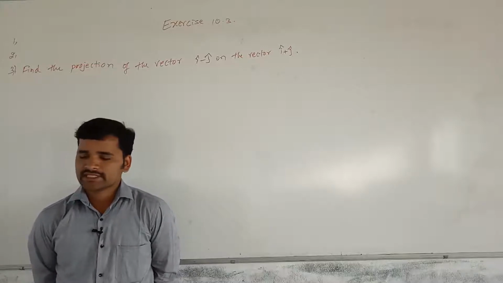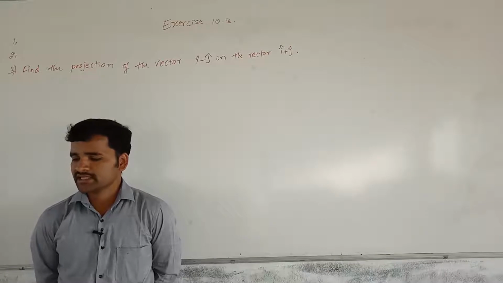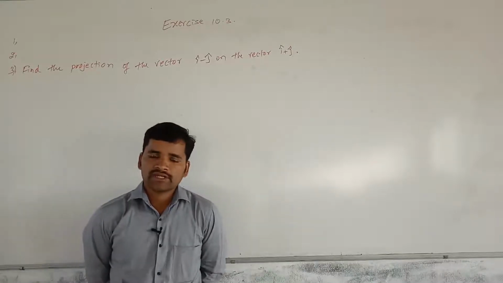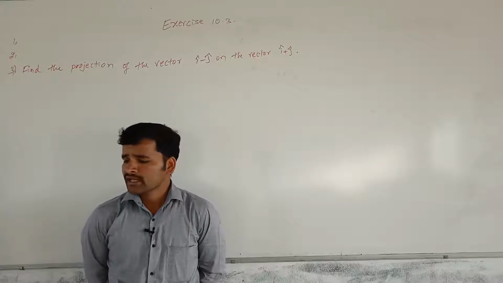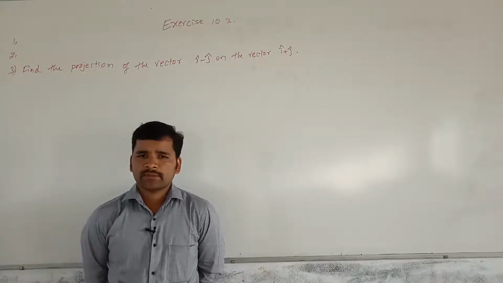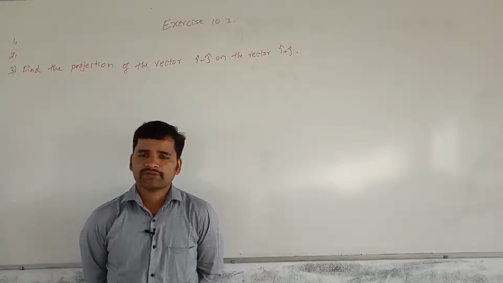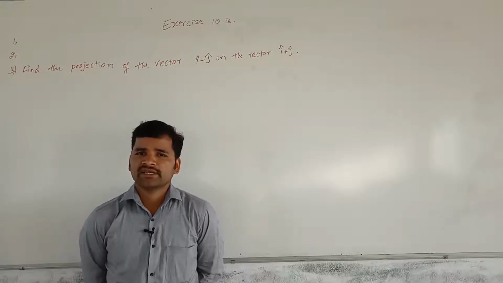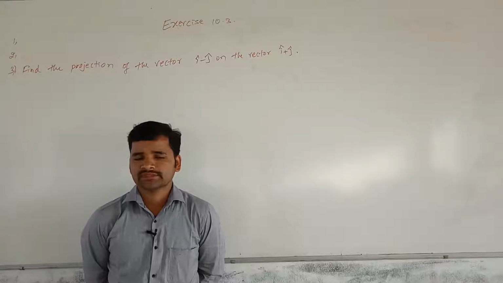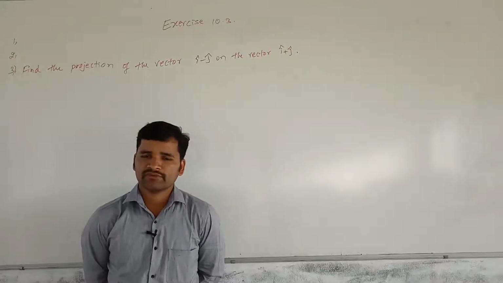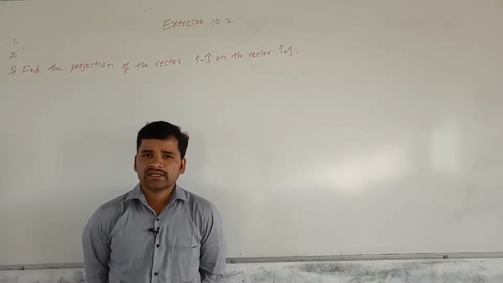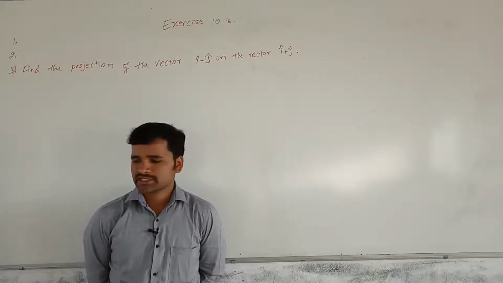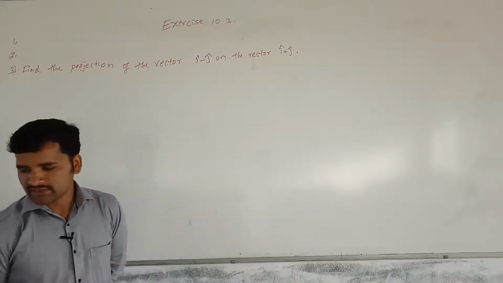Find the angle between the vectors i minus 2j plus 3k and 3i minus 2j plus k. You take the first vector as vector A and the second vector as vector B. One problem similar to this I have already solved. Then use the same formula, cos theta is equal to A dot B by magnitude of A into magnitude of B. Find A dot B, the dot product of two vectors in component form, find magnitude of A, magnitude of B, then find the value of theta. Cross check your answers with the textbook answers. Those are correct only.